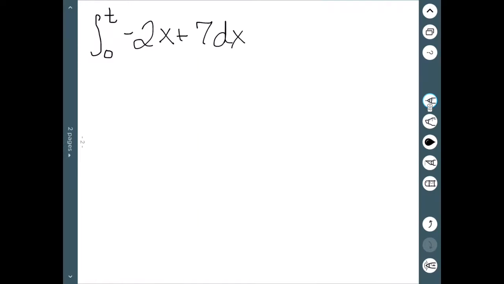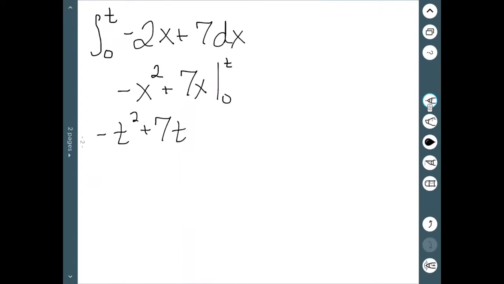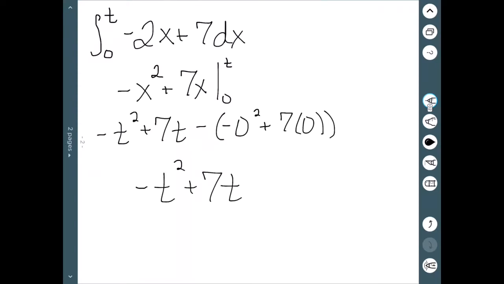If we take the integral, we would add 1 to the exponent and then divide by that number. Negative 2 divided by 2 is negative 1. Then the integral of 7 would be 7x. And we're going to take that between 0 and t. Sticking in the upper bound would give us negative t squared plus 7t. And then minus, sticking in the lower bound, negative 0 squared plus 7 times 0. So we get negative t squared plus 7t as the antiderivative for this particular problem.